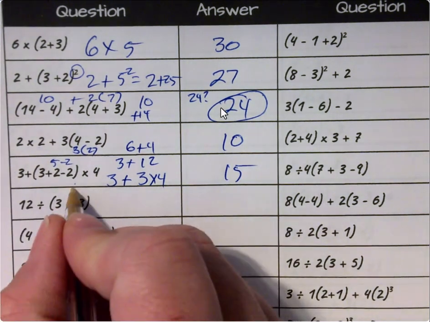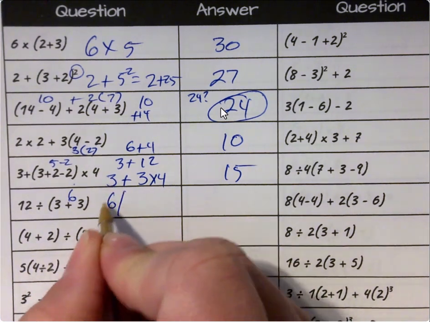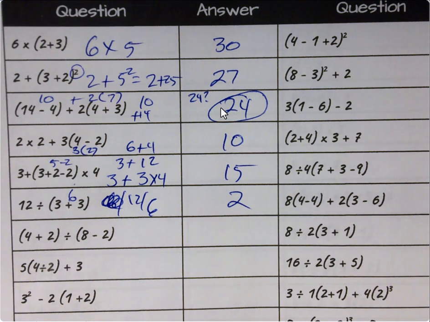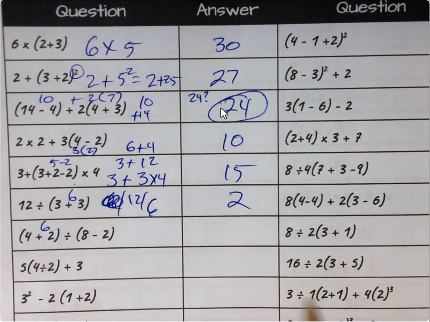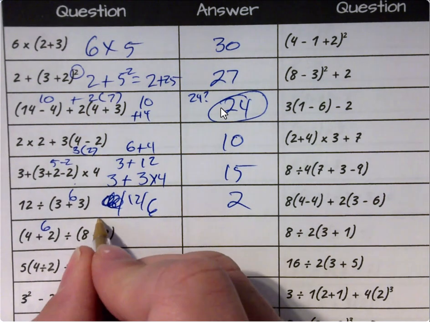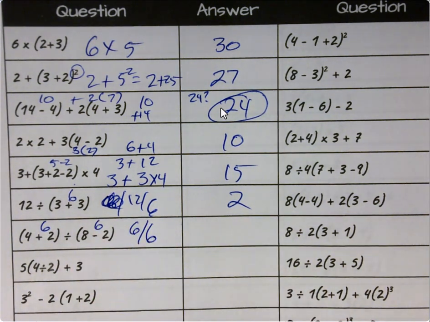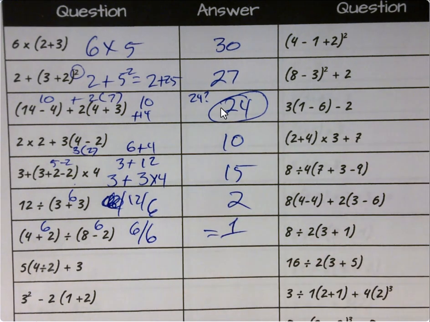Well, let's figure it out. 3 plus 3 is 6. 12 divided by 6 is 2. So that is 2, not 20. Moving on, we got 4 plus 2, which is 6. 8 minus 2, which is 6. What's anything divided by itself? That's right, it's 1. We got number 1.